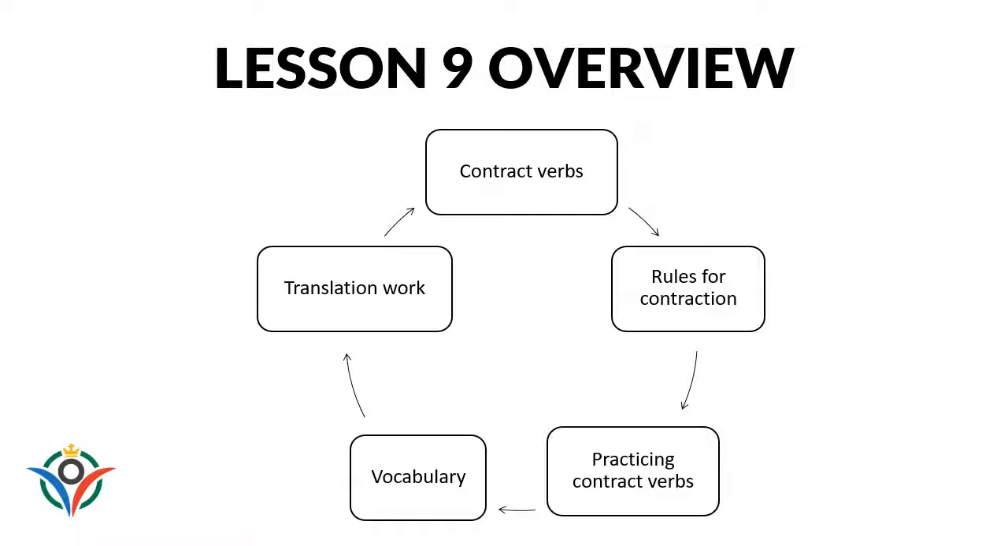We are on lesson 9 today, and in today's lesson we'll be looking at contract verbs. We'll begin with a definition of contract verbs, and then we'll move on to looking at the various rules for contraction. Thereafter, we'll take some time to practice contract verbs, and as you are familiar with by now, we'll then do our vocabulary for lesson 9 and then practice using that vocab in our translation work. So I hope that you are excited to learn about contract verbs. Let's get going.